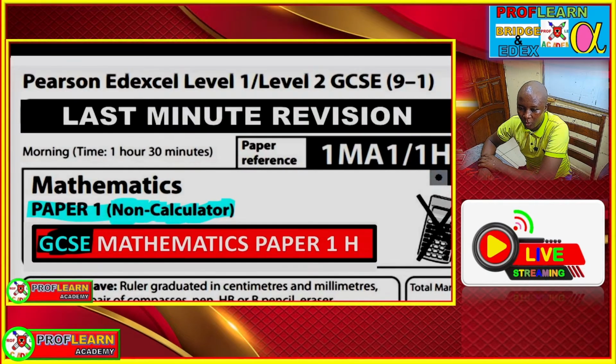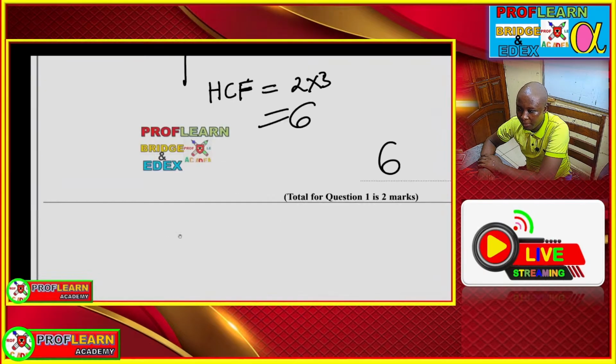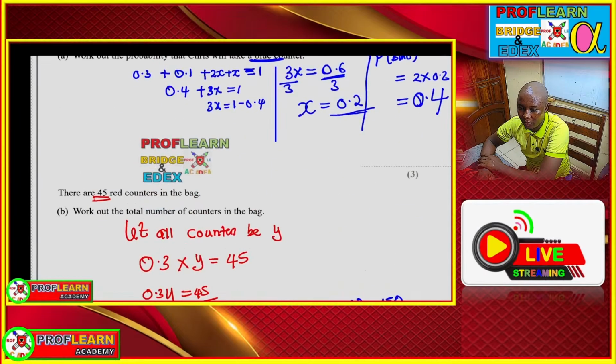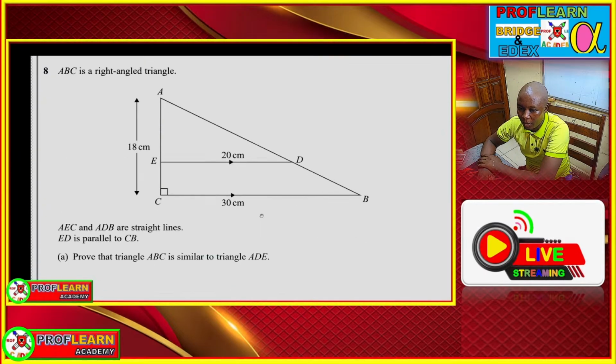In this video, we're going to have a continuation of this major paper last minute revision for 2025. So we are going to pick from the question that we had left. Remember, guys, we had looked at some of the questions here and rediscussed how to work them out. So we're going to pick right from question number 8.